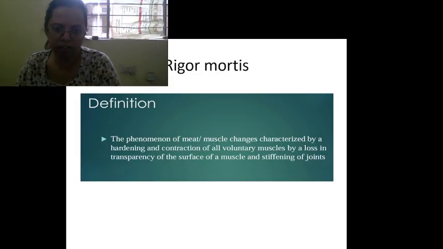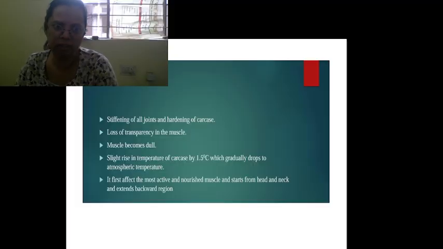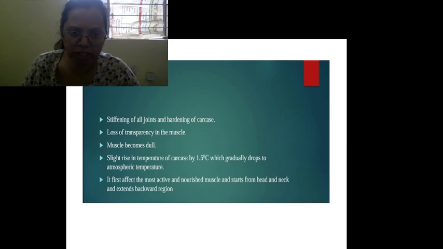Rigor mortis. The phenomenon of meat and muscle changes characterized by hardening and contraction of all voluntary muscles, loss of transparency of the surface of a muscle, and stiffening of joints. So what happens during the onset of rigor mortis? First of all, the joints get stiffened, transparency is lost, the muscle becomes dull, and the temperature of the carcass rises by 1.5 degrees Celsius, and then drops to atmospheric temperature.